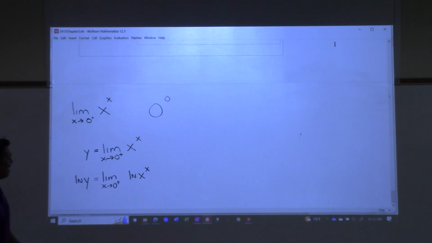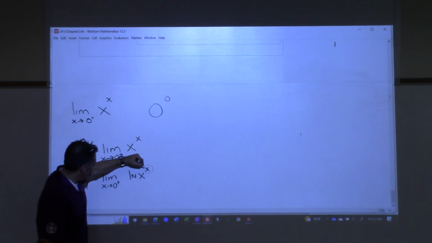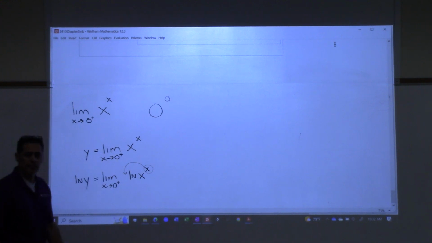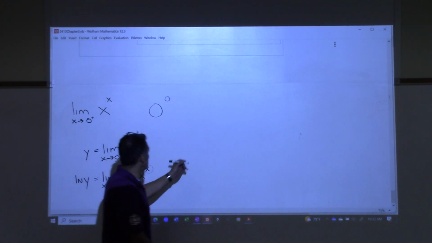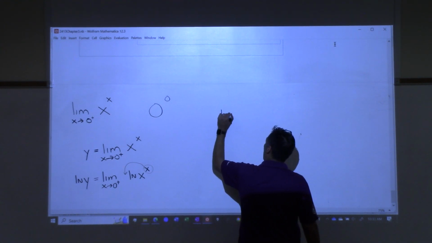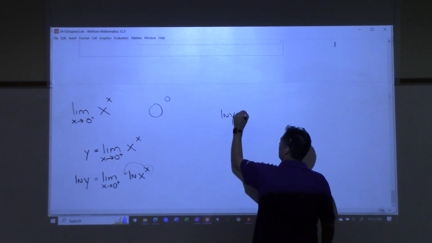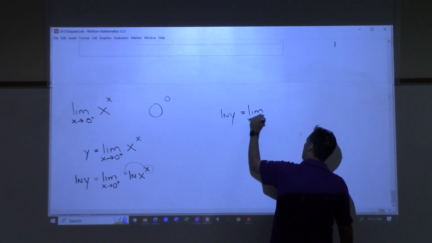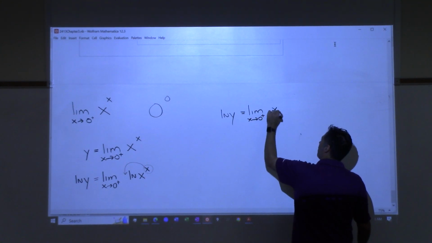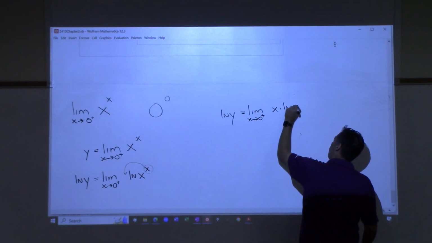Yeah, it allows me to take this x right here and drop it in front. That's why we bring the natural log in. So my next line looks like this. Natural log y, I'm writing the left side, equals the limit as x goes to 0 from the right. I drop the x out in front times natural log y.